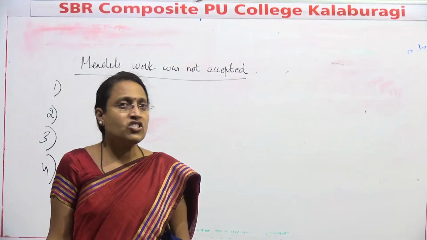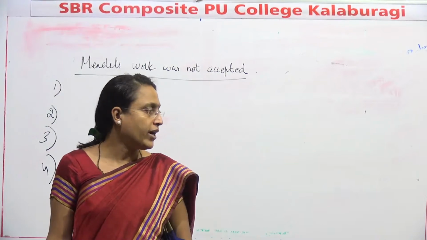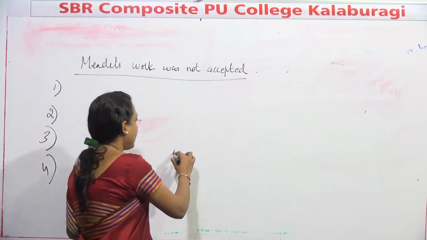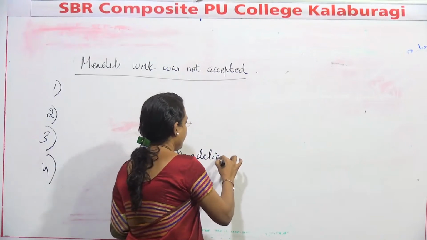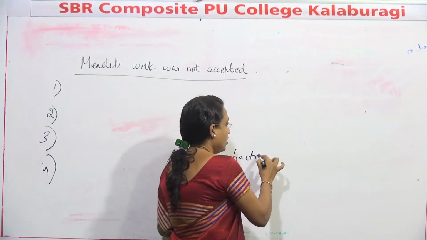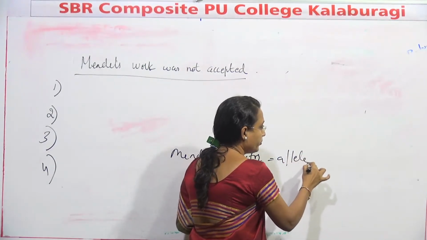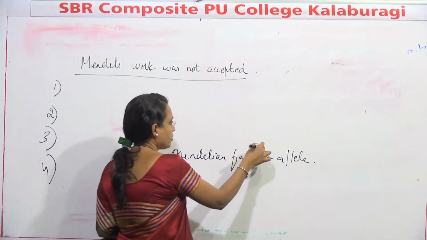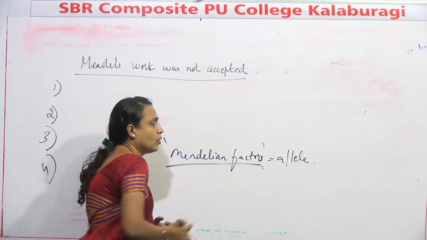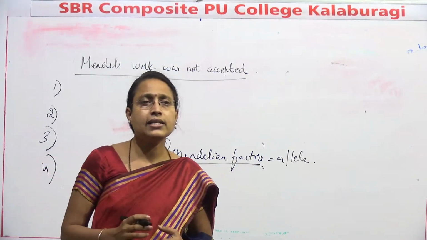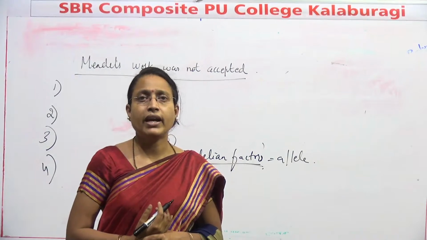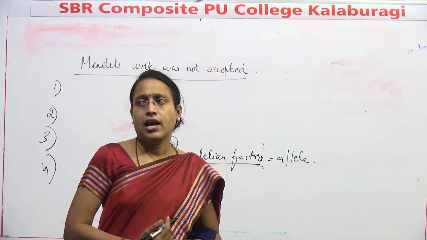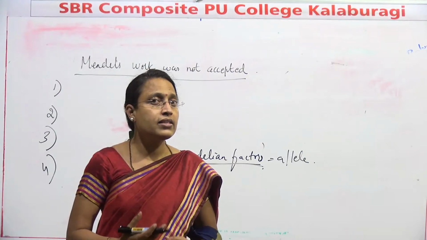Then comes the fourth reason. Mendel was always stressing one point, and that point is the presence of factors. What is it called? Mendelian factors. Mendelian factors are nothing but alleles here. He always stresses unit factors, or the Mendelian factors. He says a plant gets a particular character due to these factors. Unit factors will be present, and these unit factors are responsible for characterization. But he was not able to tell where these factors are present.